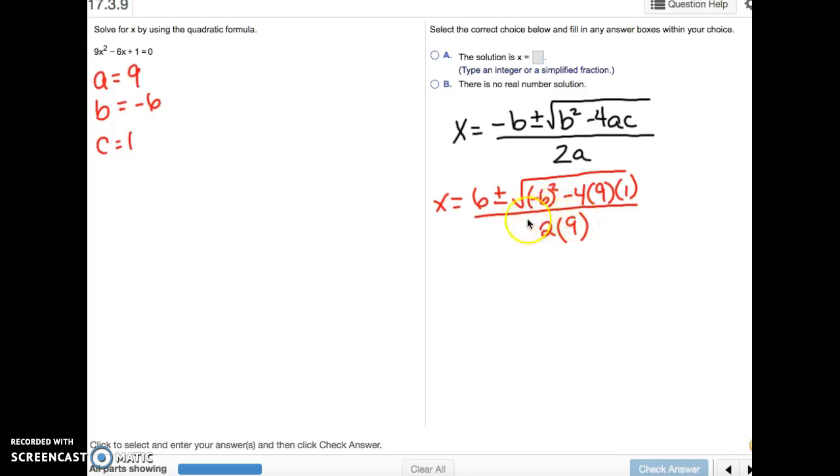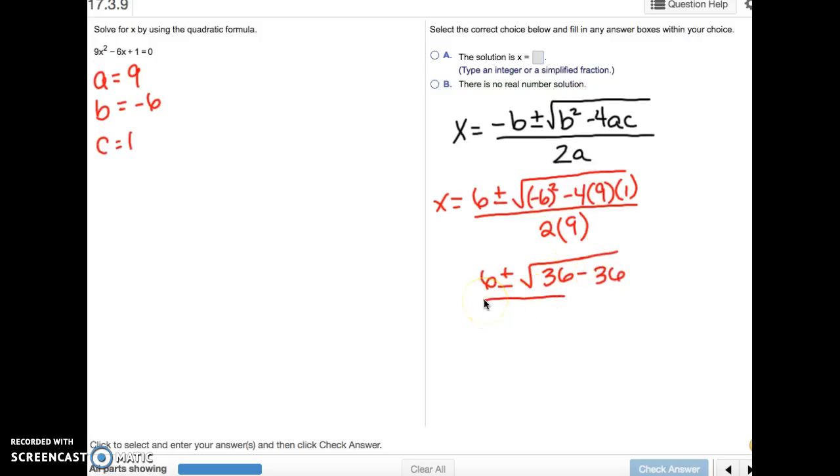Now I'm going to go through here and simplify. And the first thing that I want to simplify is what's inside the square root. So I have 6 plus or minus, and when I take the square root, this is going to be 36, and remember, even though it's negative, when I square it, I get 36. And 4 times 9 times 1 is 36.